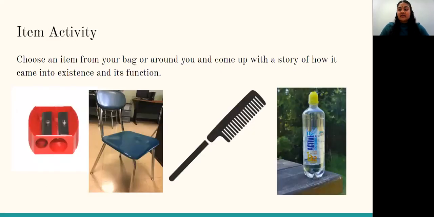So here's just an activity that you could possibly do. Choose an item from your bag or around you and come up with a story of how it came into existence and its function. So kids would just scratch into their bag and pick out, okay, maybe their phone, or a pack of tissues, or a comb, a water bottle, a chair, or a sharpener.